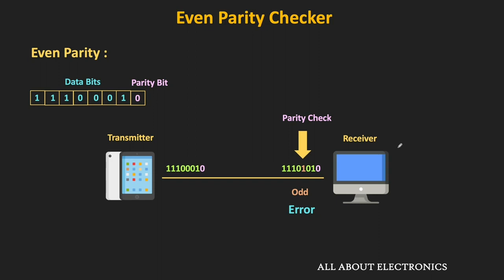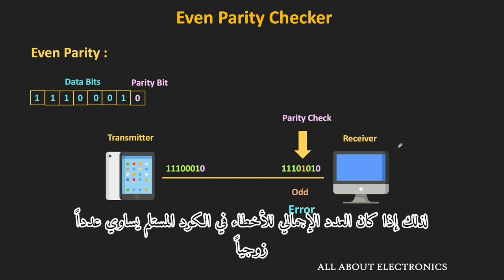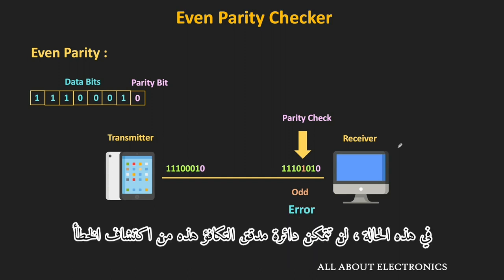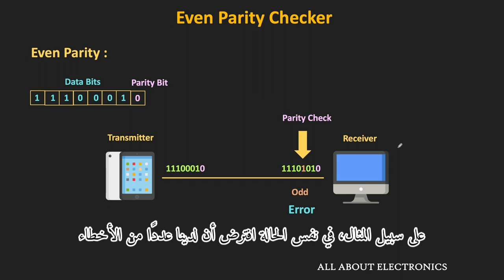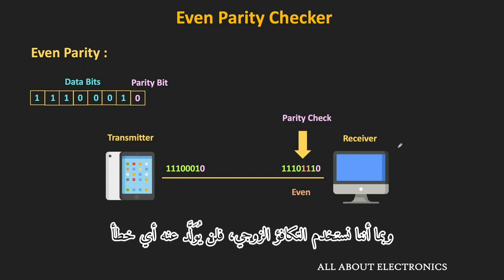But the thing is, this parity checker circuit will generate the error only when the total number of errors in the received code is odd. If the total number of errors in the received code is even, in that case, this parity checker circuit will not be able to detect the error. For example, in the same case, suppose we have 2 errors, then as per this parity checker circuit, the overall parity of the received code is even. And since we are using the even parity, it will not generate any error.